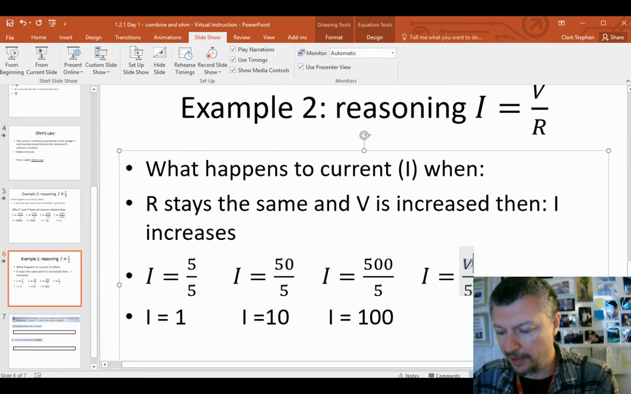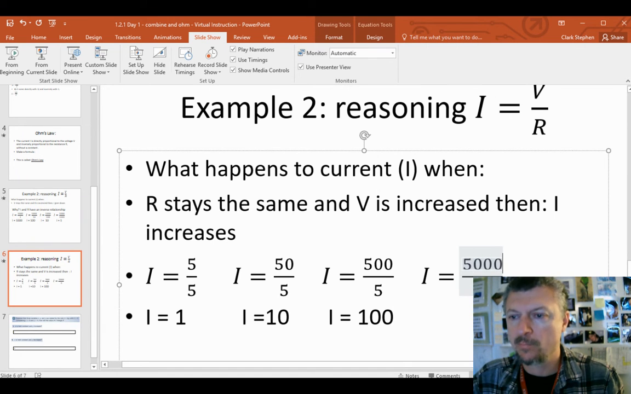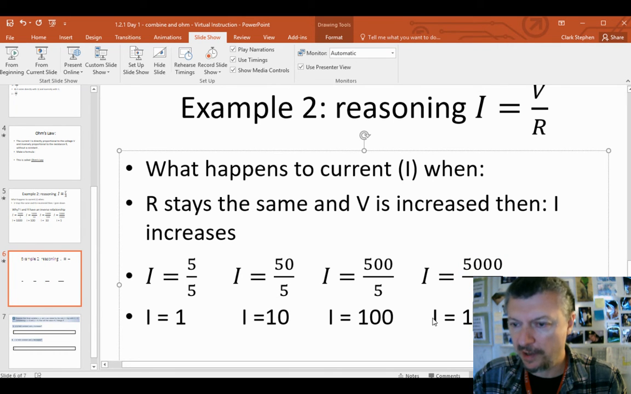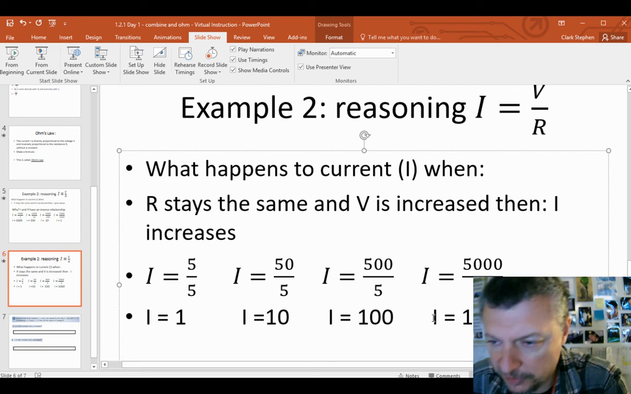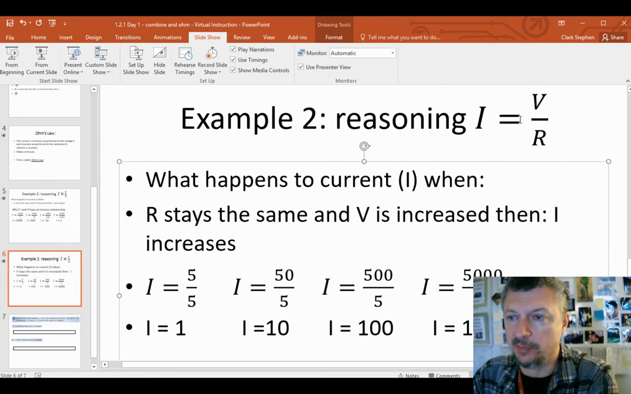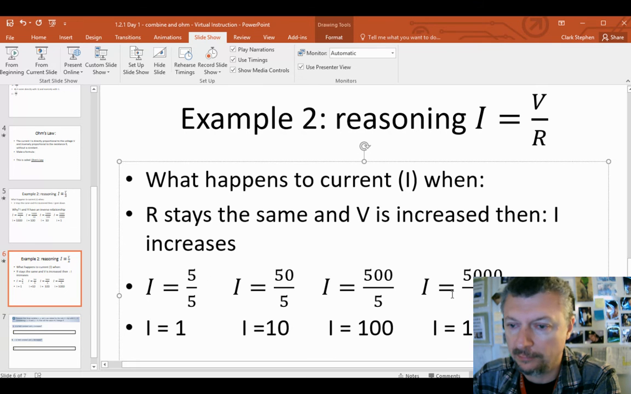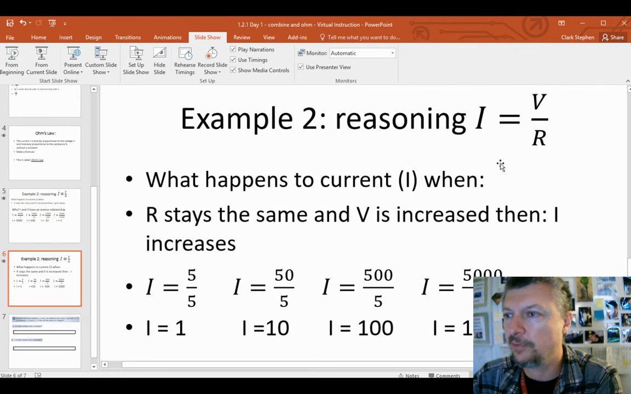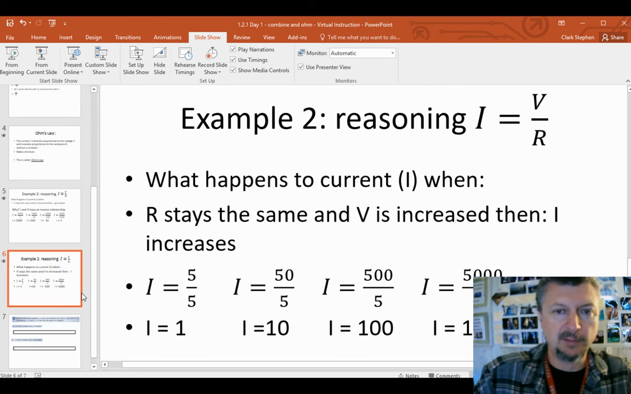And then we go to 5,000. 5,000 divided by 5 is 1,000. Okay, and all that is just to demonstrate to you that there's a direct relationship. When V goes up, I goes up because V is on top of the fraction. Okay. So I'm going to leave these notes on your assignment so that you can take a look at them.